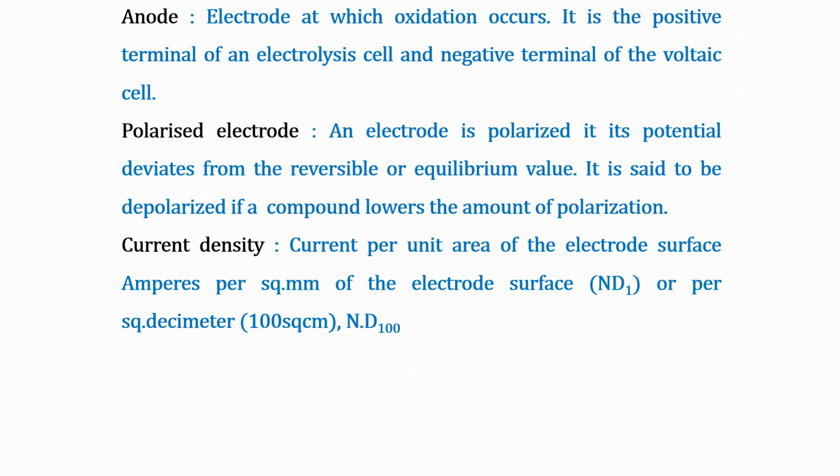So, we have learnt what is cathode, what is anode, what is an electrolytic cell, and what is a galvanic cell. We only have to learn about the current density, that is current per unit area of the electrode surface, in amperes per square millimeter of the electrode surface or per square decimeter. We can do it either way. We are going to talk quite a lot about current density in our discussions.